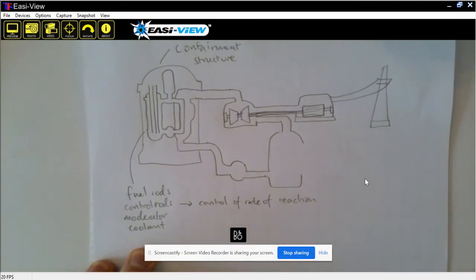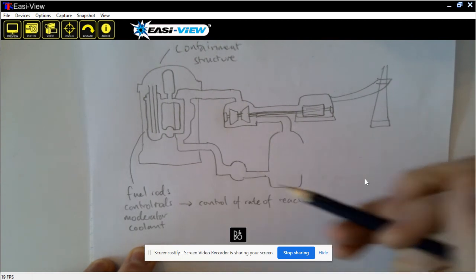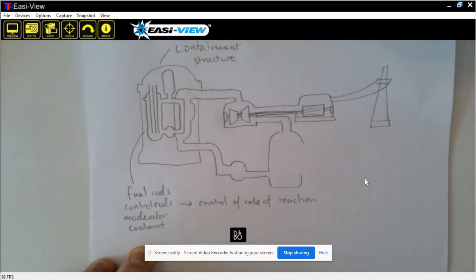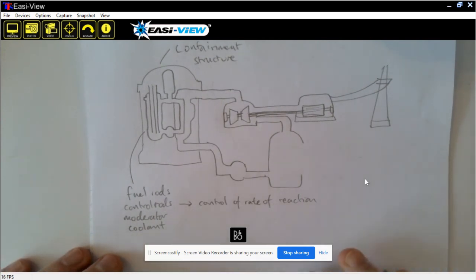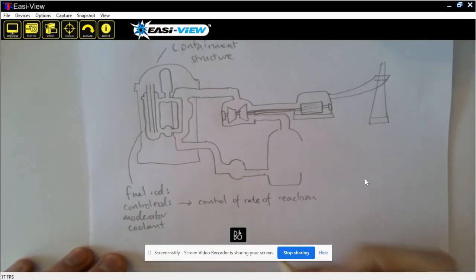If you want to reduce the rate of reaction, you insert them further into the reactor. If you want to increase the rate of reaction, maybe it's gone down below 1, you would withdraw them slightly from the reactor. So they're very carefully controlled. They're usually top down, so that if they were to fall, they'd fall under gravity and basically turn the reactor off. So the other material within there is the moderator.